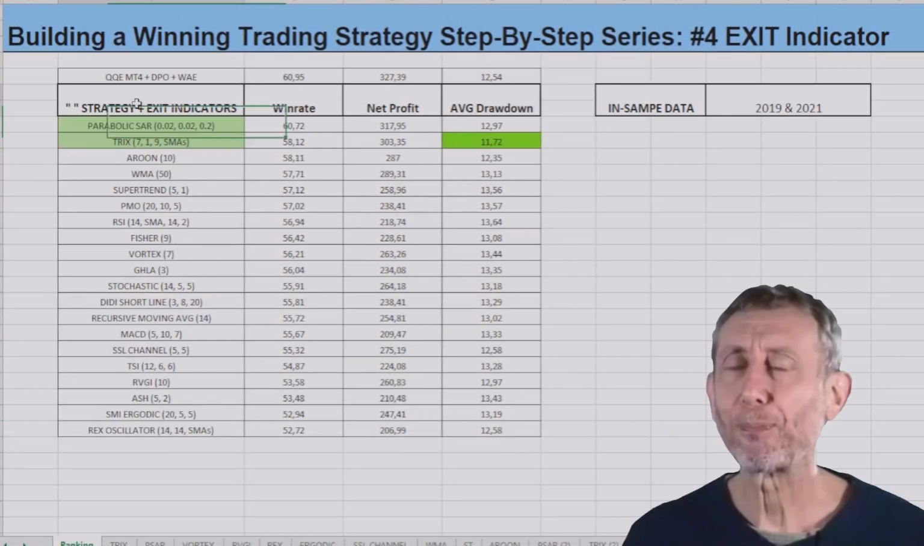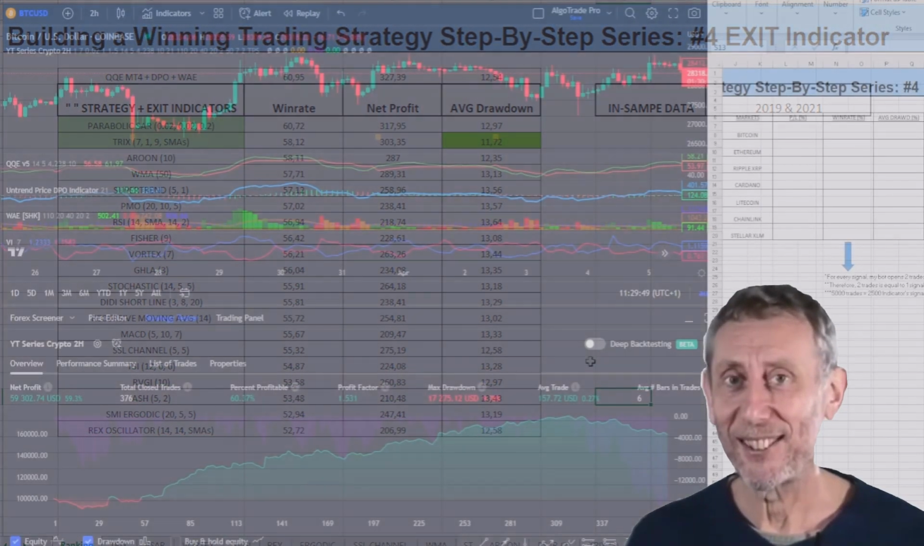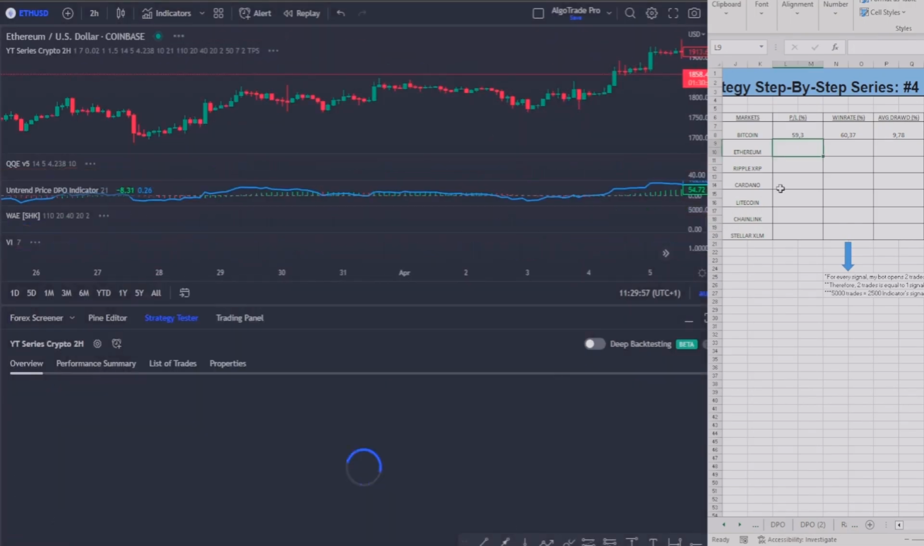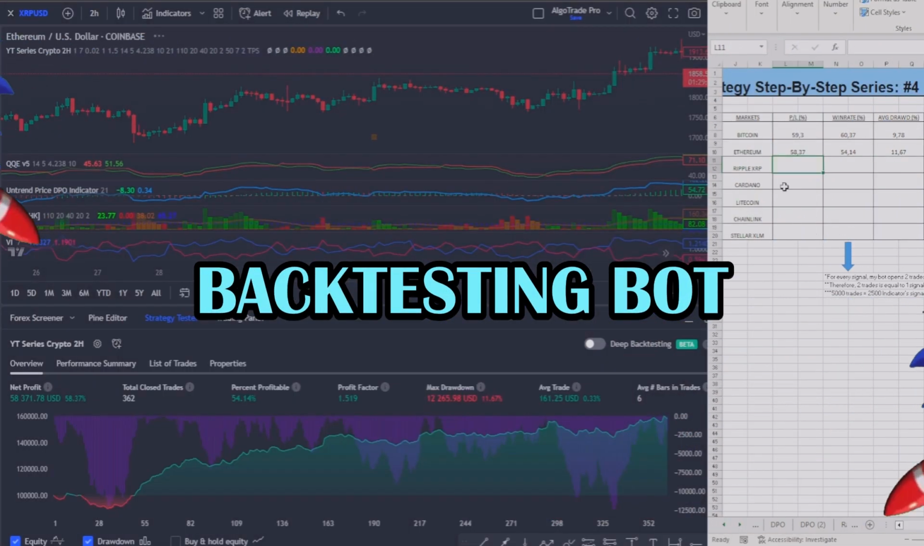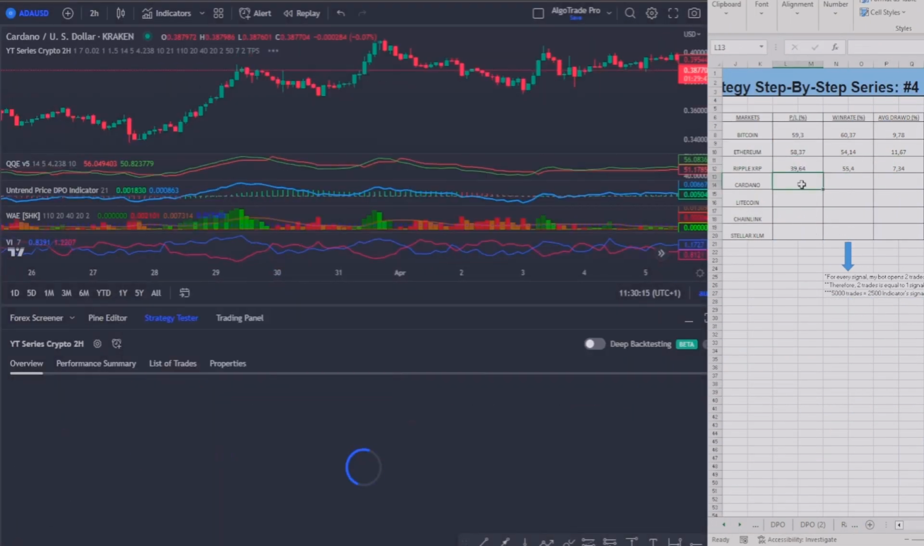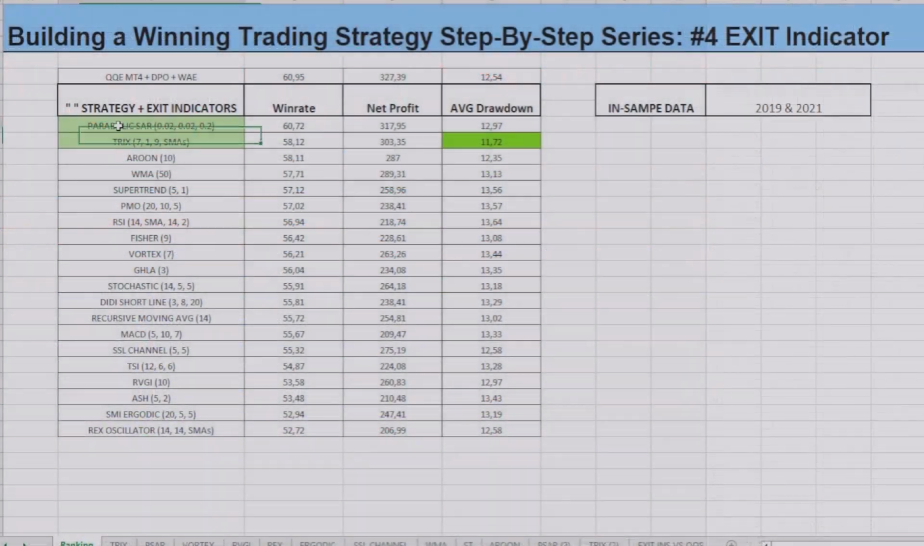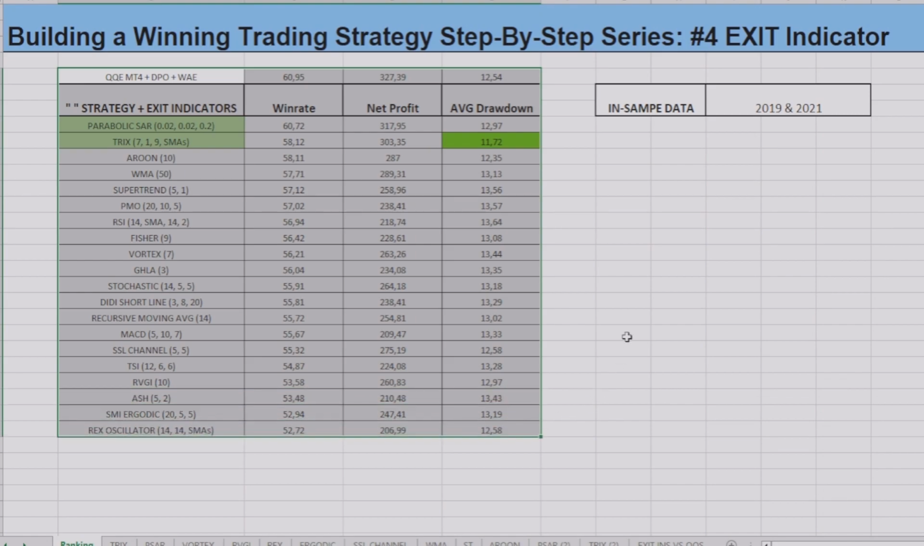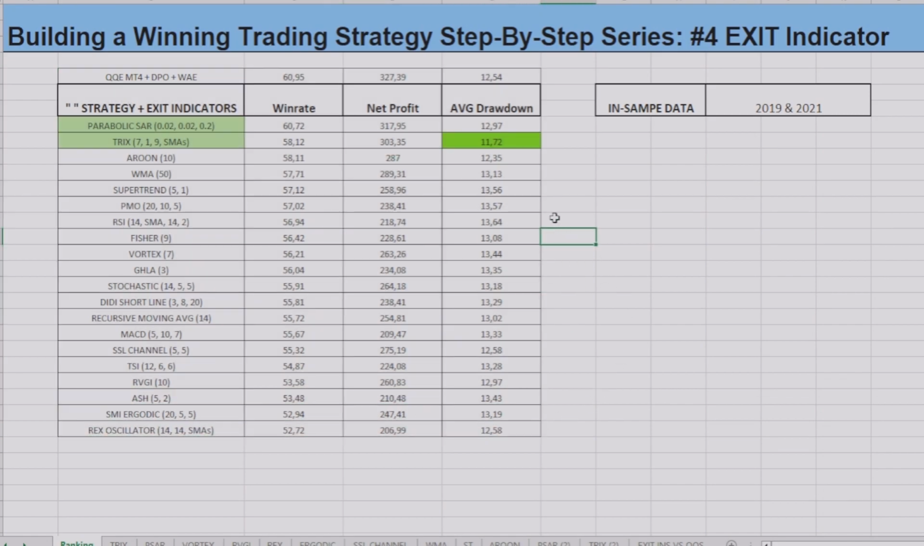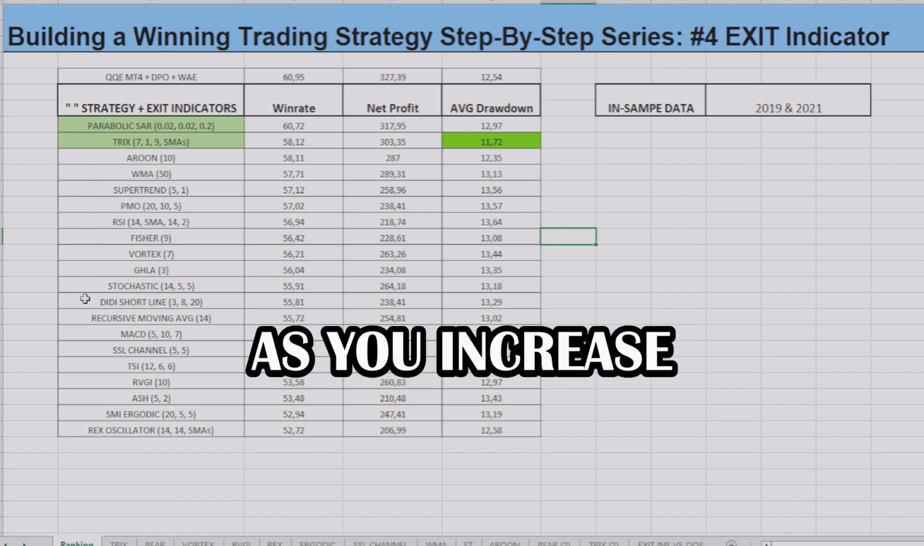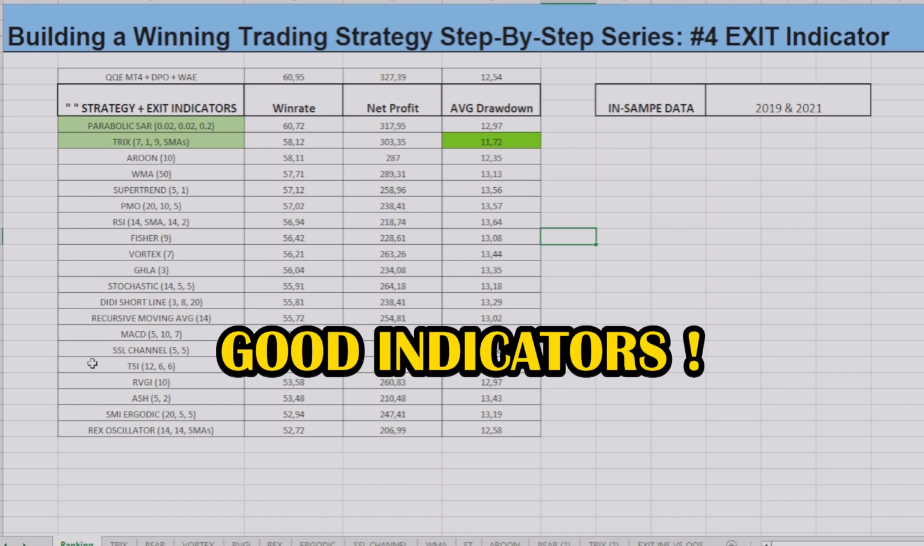Here are all the results of my in-sample backtests. Nice. As you could see through some clips I was showing, I used my backtesting bot to help me, but everything I did you can also do manually. I tested 20 different exit indicators and put them in this table to compare them. Here there is no specific number of indicators to test. But the more you test, the better, as you increase the probability of finding good indicators.